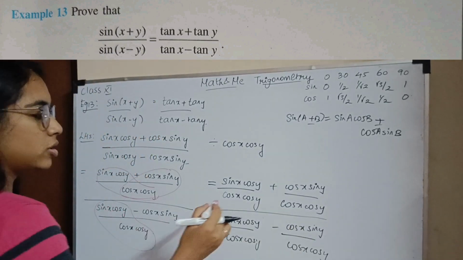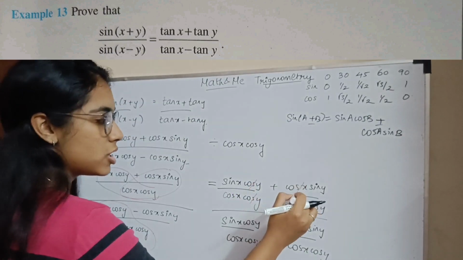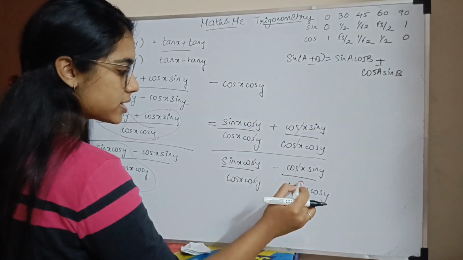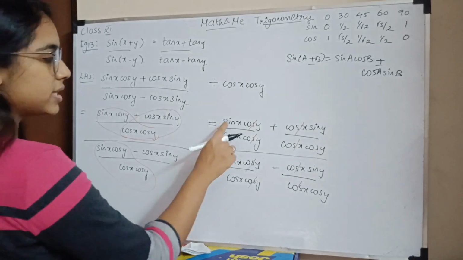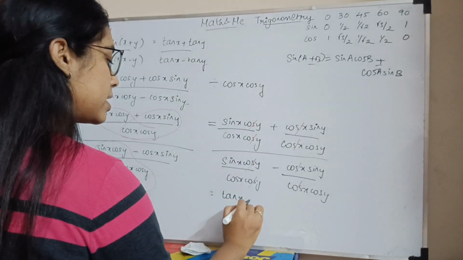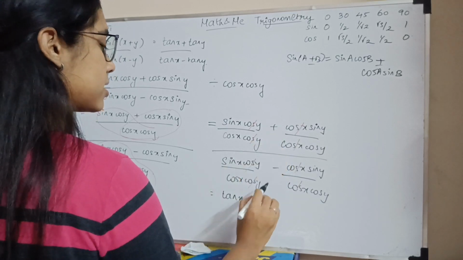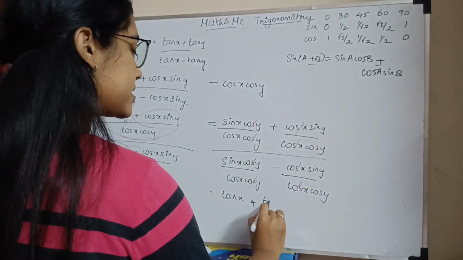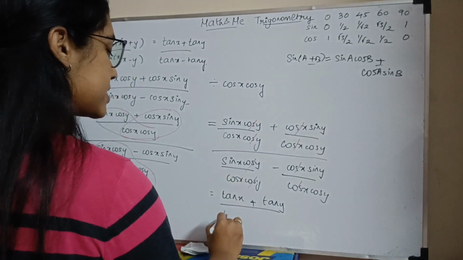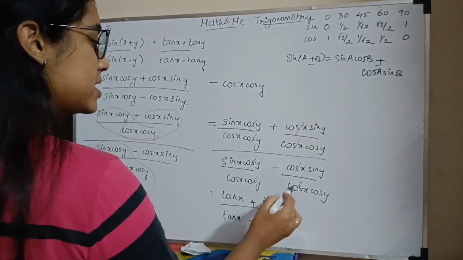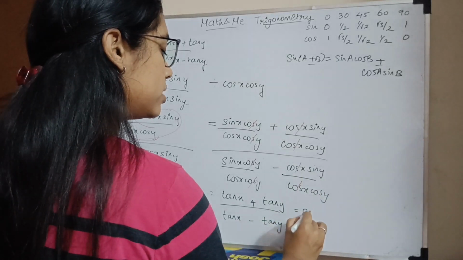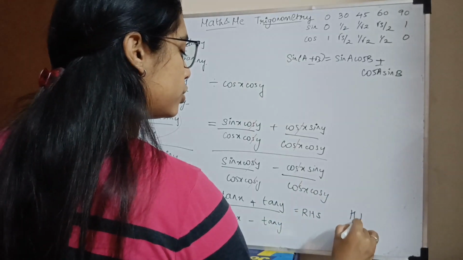So, now cos y and cos y will get cancelled. Cos x. Similarly, here cos y and cos y, cos x and cos x. So, what am I left with? Sin x by cos x, which is tan x, plus sin y by cos y, which is tan y. Similarly, in the denominator, sin x by cos x is tan x minus sin y by cos y is tan y, which is equal to the RHS. Hence, proved. Okay.